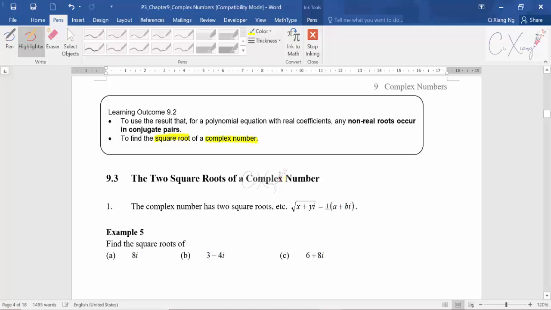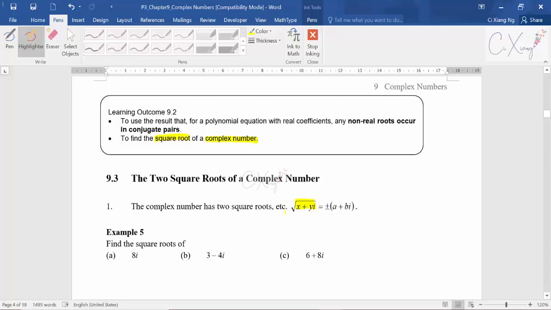So how do we find the square root of a complex number? Generally, you need to know that the square root of a complex number also has two square roots. That means when I want to find the square root of x plus yi, the final answer will still be a complex number. For this video, we only want to focus on how to find the square root of a complex number.